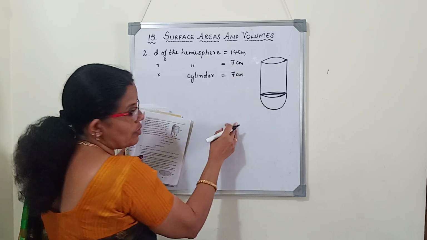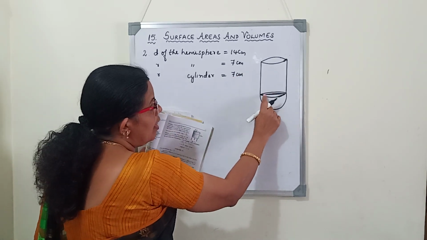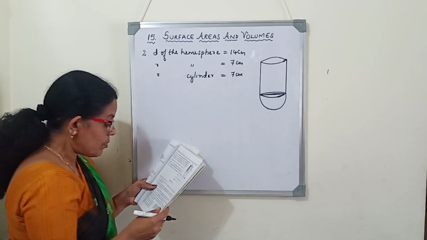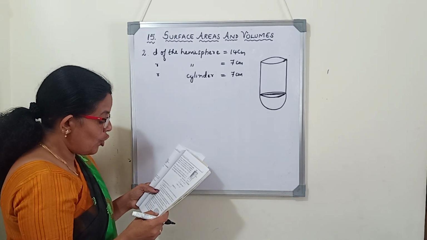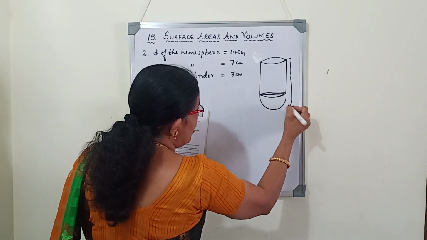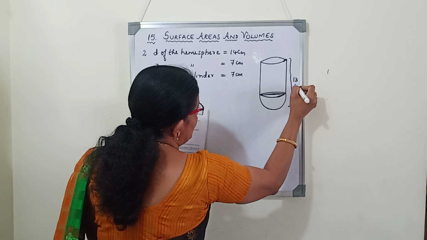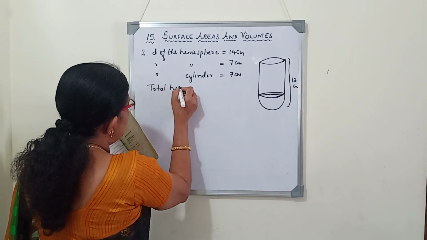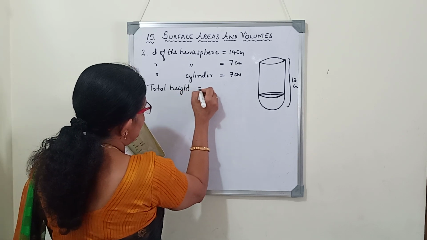So in combination of solids, as they are joined together, the diameter and radius will most of the time be the same. And the total height of the vessel is 13 cm.